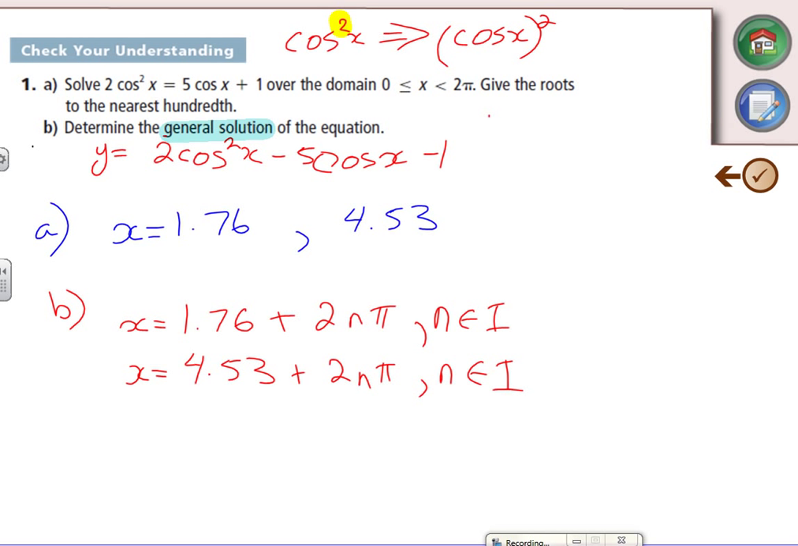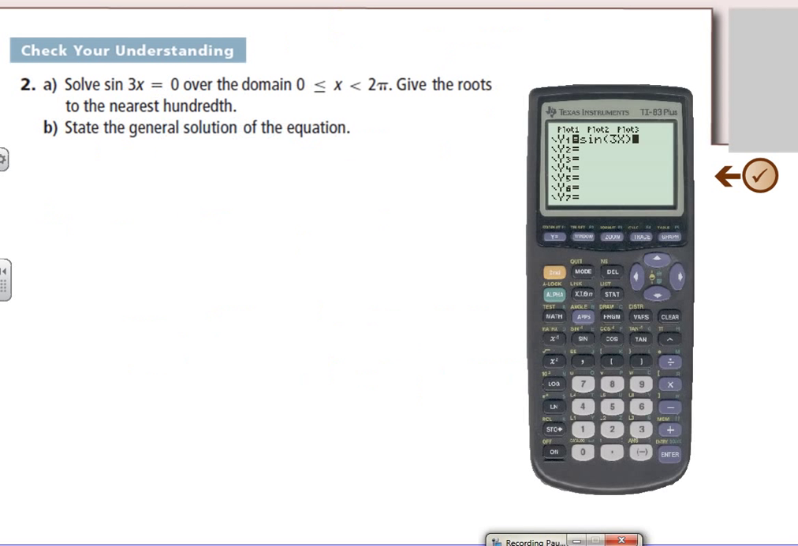All right, so now I'm going for sine of 3x equals 0. It's already equated to 0, so I'm going to find the zeros between 0 and 2 pi. So let's graph that one, see what happens. Oh yeah, that 3x gave us a horizontal stretch by a factor of 1/3. We're going to have 3 periods in this screen that we're looking at.